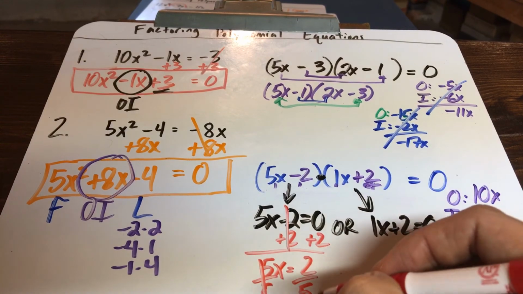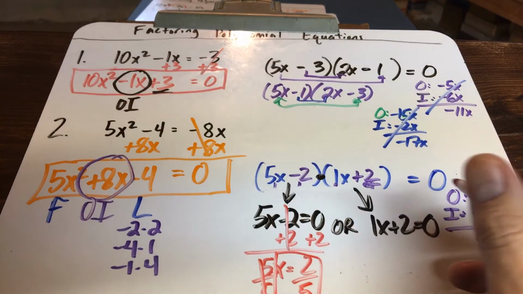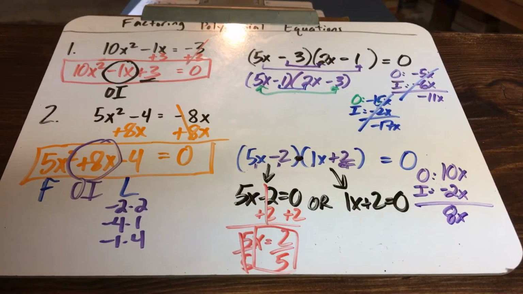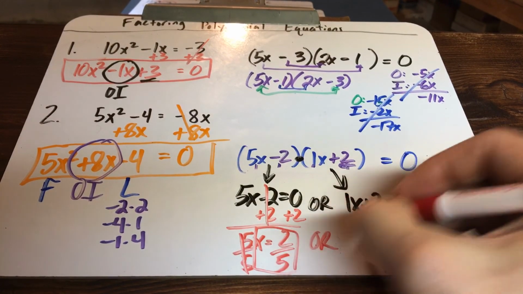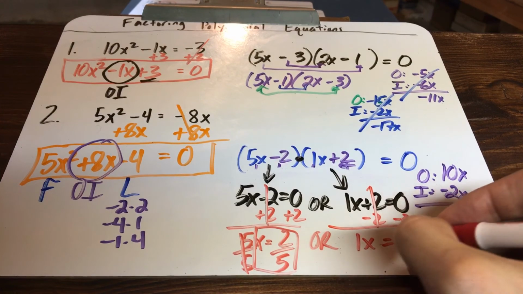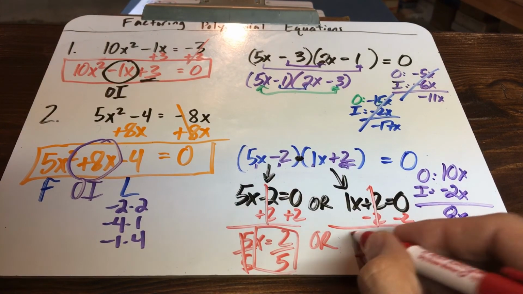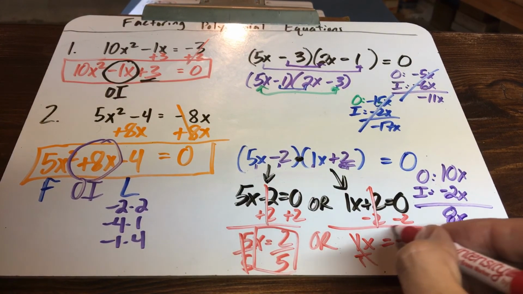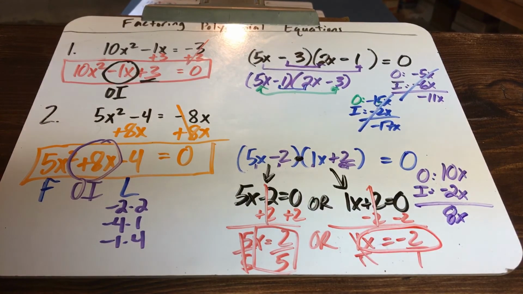Look at this. Here's the first answer, 2/5. X equals 2/5. Back up my phone a little bit so you can see that. Or this other side has an answer as well, 1x equals negative 2. Negative 2 divided by 1 is obviously just negative 2. So we have two answers, 2/5 or negative 2.